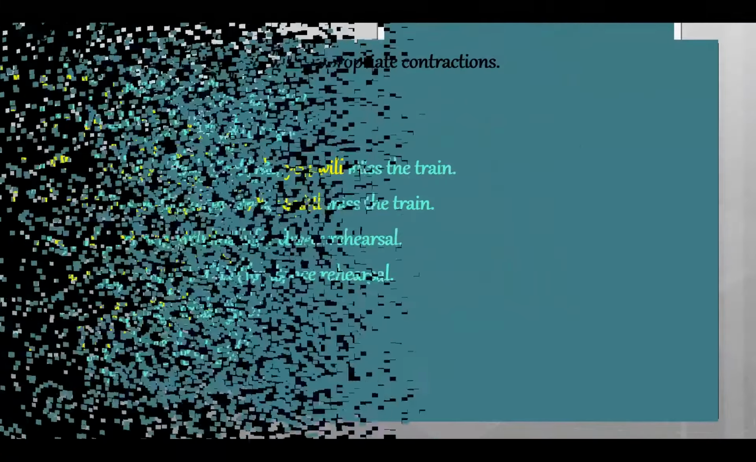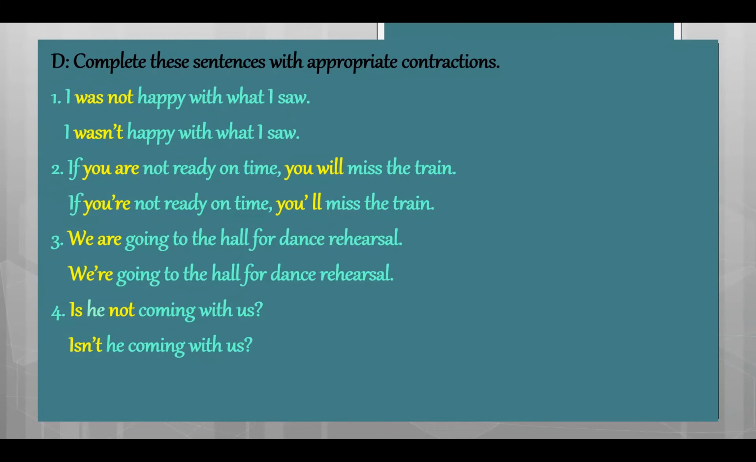Next question is, complete these sentences with appropriate contractions of your own. Number 1 is, I was not happy with what I saw. As you can see, some words are in yellow color. उन words के आपने contractions बनाने हैं. The short form of was not is wasn't. I wasn't happy with what I saw.